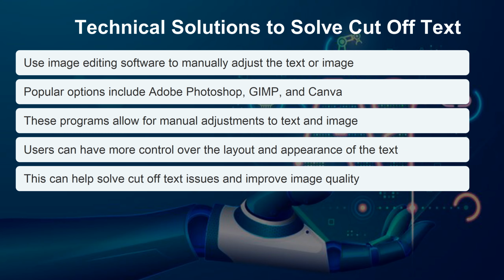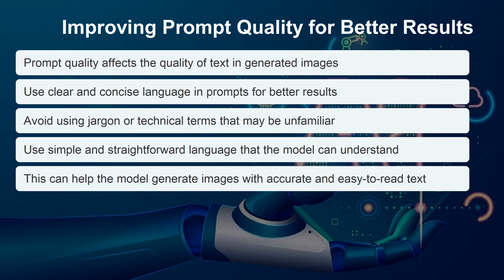One thing to keep in mind is that the quality of the text in your image can depend on the quality of the prompt you provide to ChatGPT. If your prompt is unclear or ambiguous, the model may have trouble generating an image with text that is accurate and easy to read. To get the best results, it's a good idea to use clear and concise language in your prompt. Avoid using jargon or technical terms that may be unfamiliar to the model. Instead, use simple and straightforward language that the model can understand.